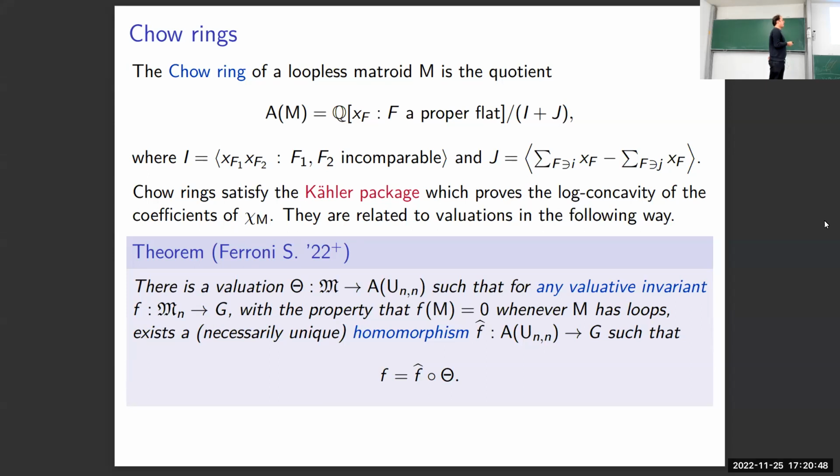So if I have the homomorphism, then of course I can first apply this nice valuation, then the homomorphism, and that will automatically be a valuation. So that is a trivial case. So somehow the Chow ring homomorphisms are in some sense equivalent to studying valuations.